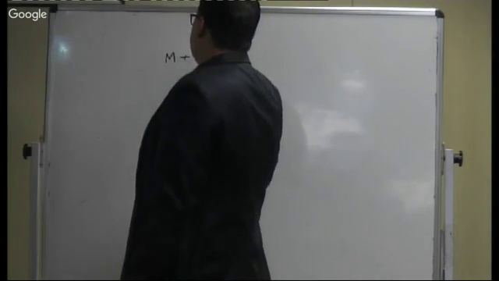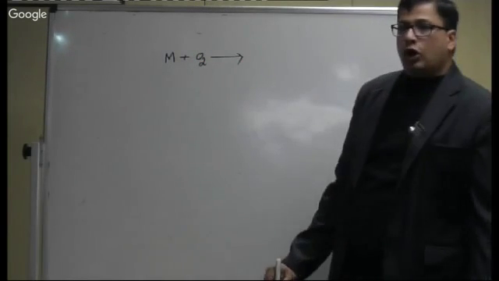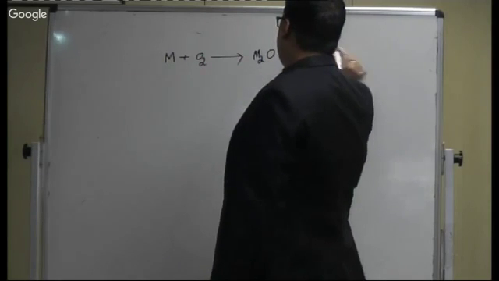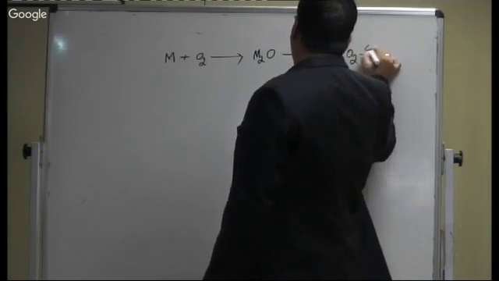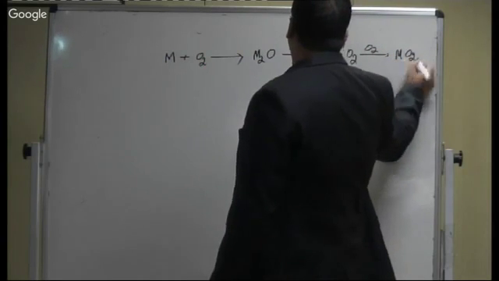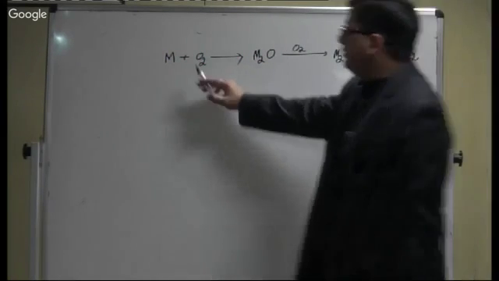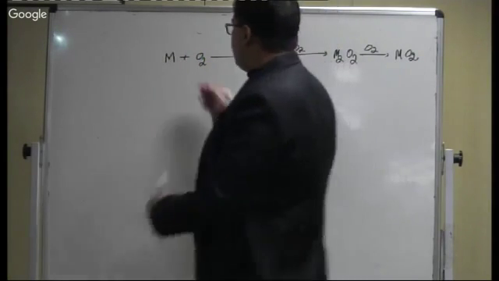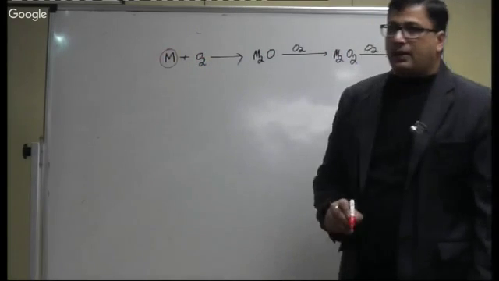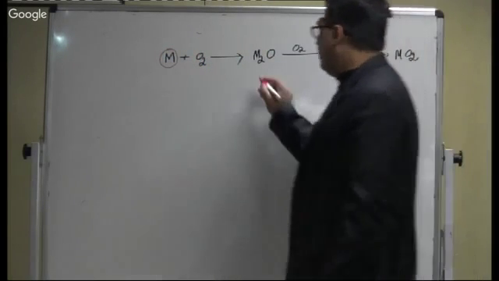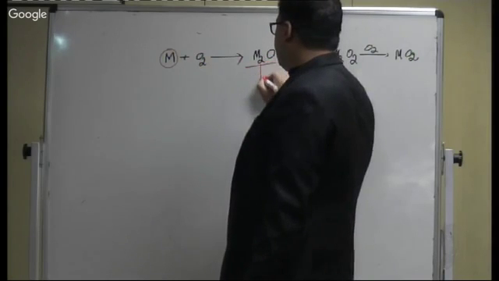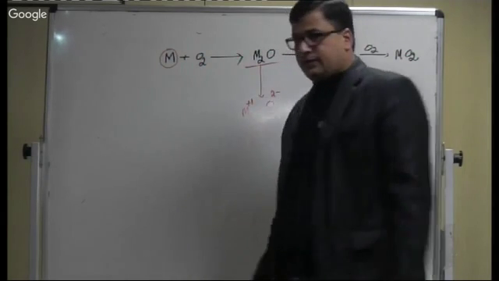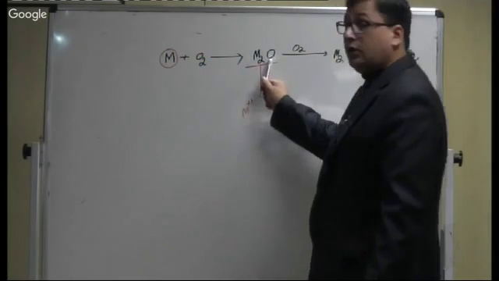when reacted with oxygen, forms a metal oxide of type M2O, which again treated with O2 gives M2O2, which again treated with O2 gives MO2. I am assuming that our metal is monovalent, that means the oxidation state of the metal in all of them is +1. So we can take that metal as an alkali metal. In this M2O, the metal is in the +1 oxidation state and oxygen is 2 minus. So this is called a metal oxide.